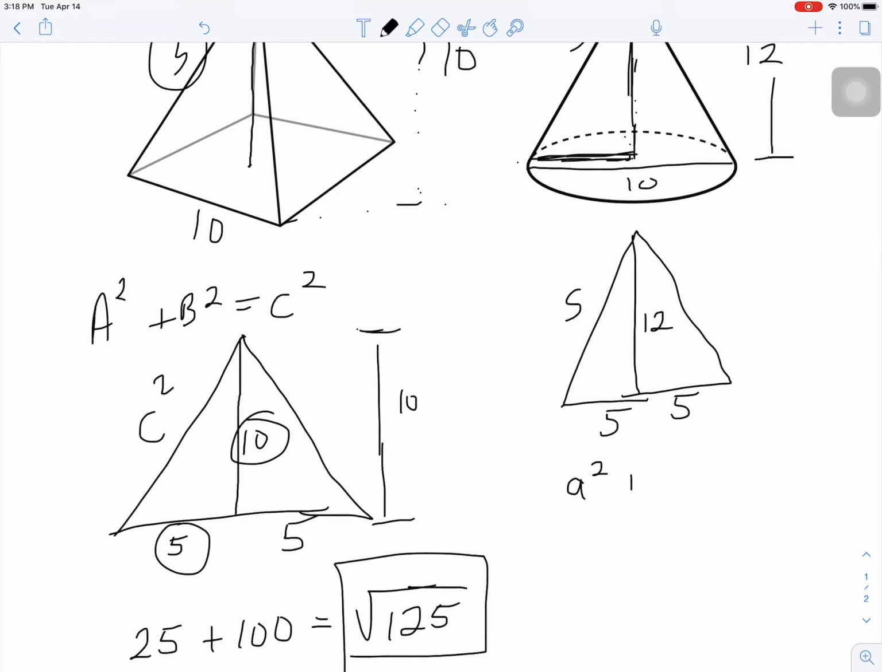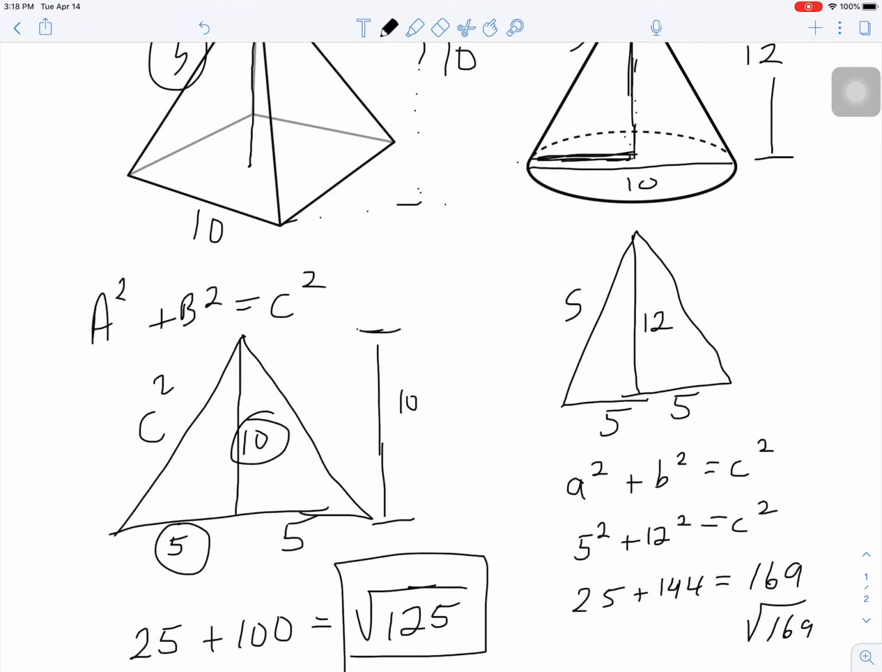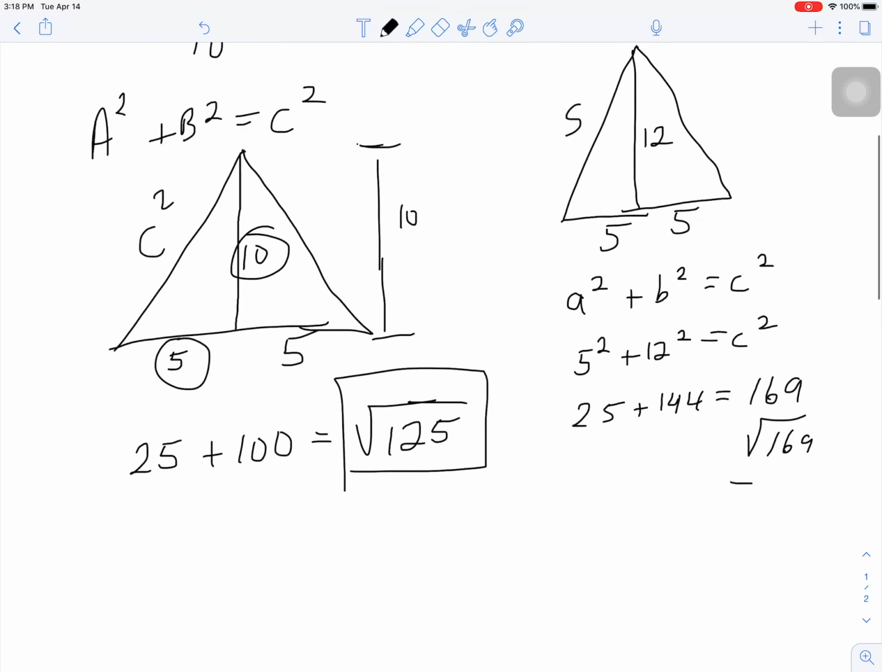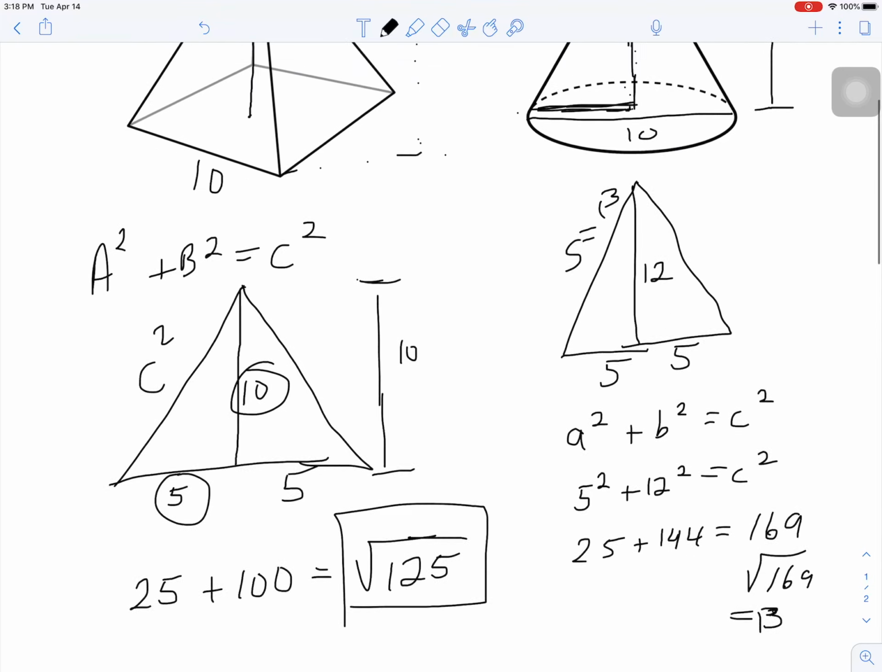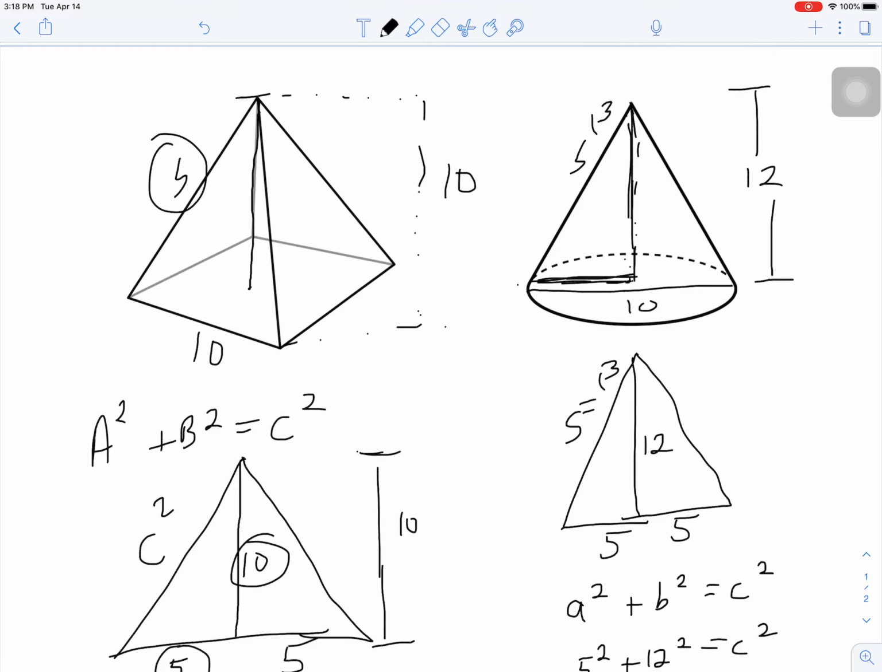and then you figure out that the height is 12. So again, using our Pythagorean theorem, we go a squared plus b squared equals c squared. So that would be 5 squared plus 12 squared equals c squared. So then we have 25 plus 144 equals 169. We do a square root of 169, and that would give us 13, right? So 13 would be your slant, or over here we could put 13 in. That's really what they're looking at.